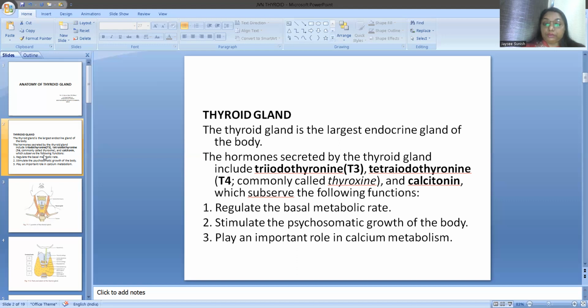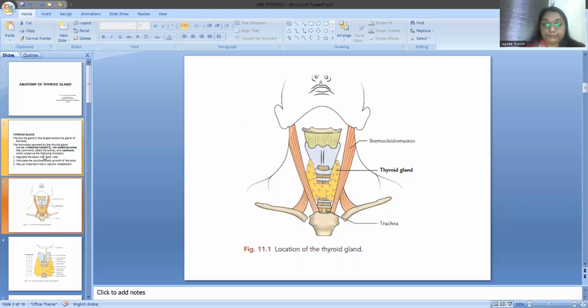Now we will see the function of the thyroid gland. It regulates the basal metabolic rate through these hormones, and it stimulates the mental and physical growth of the body, which is called psychosomatic growth. It also plays a very important role in calcium metabolism, because calcitonin is secreted by this thyroid gland, so it has a very big impact on the metabolism of calcium.